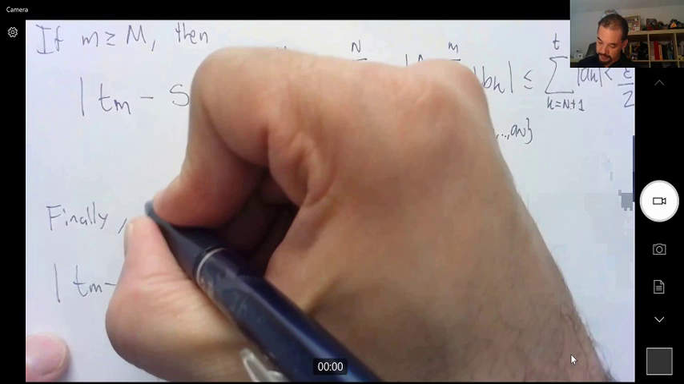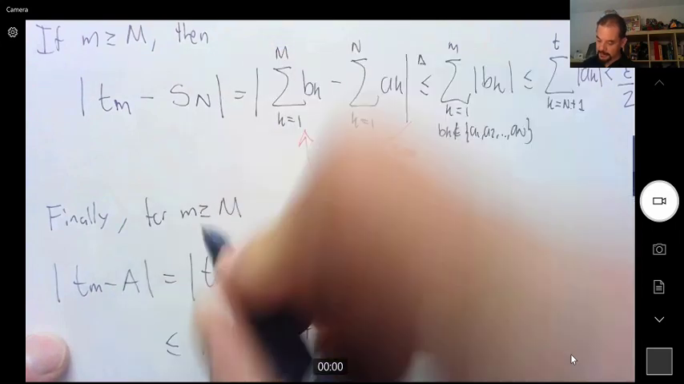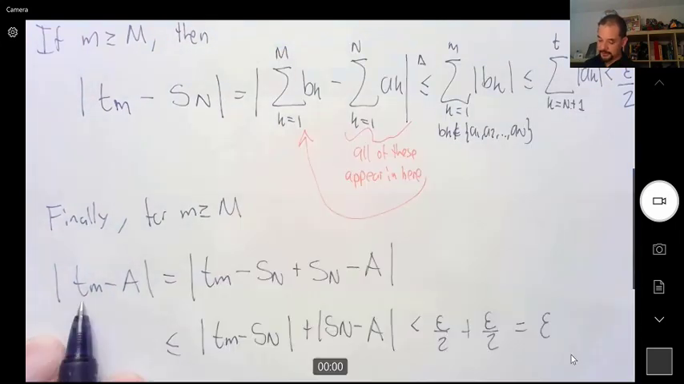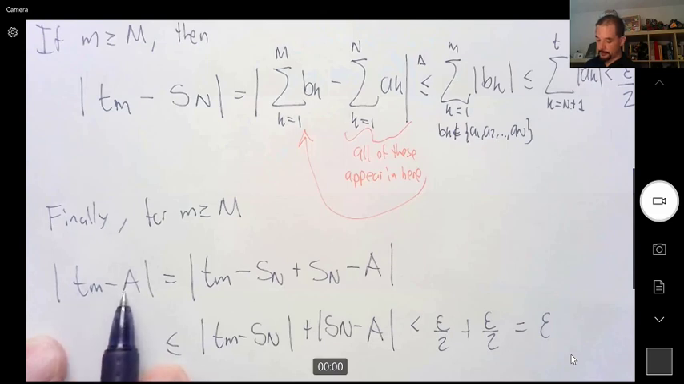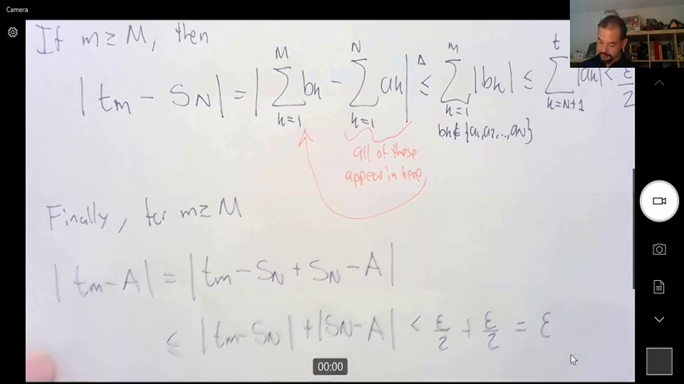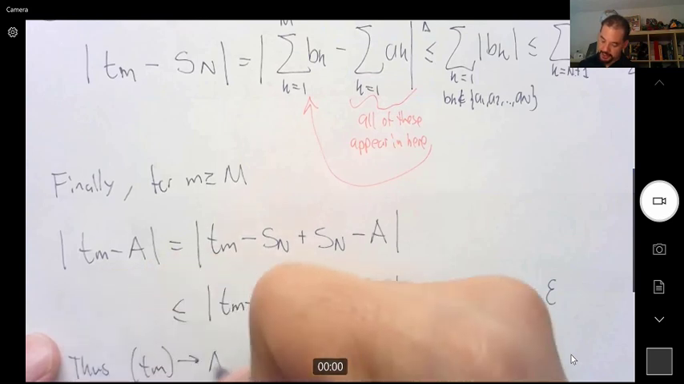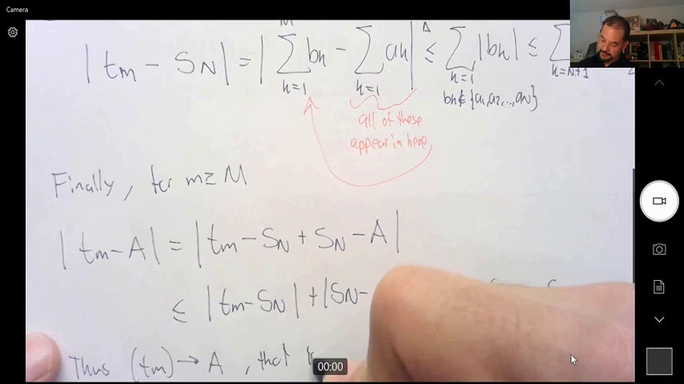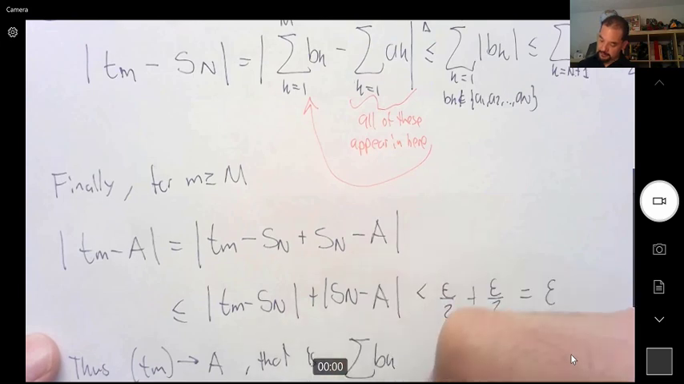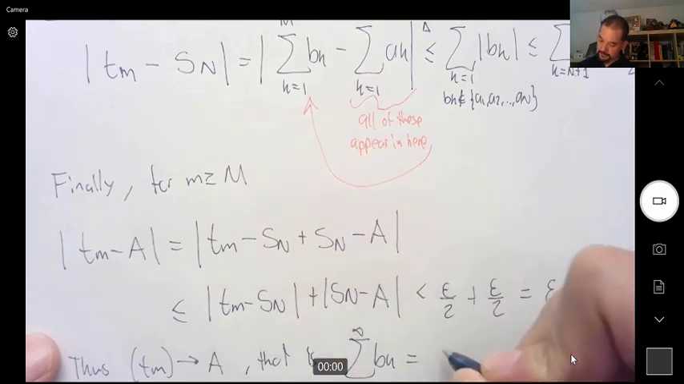So as long as you pick little m bigger than capital M, this happens. The sequence of partial sums of the T's minus A is less than epsilon, right? Thus, the TMs as a sequence approach A, that is, the series from 1 to infinity converges, and it converges to A.